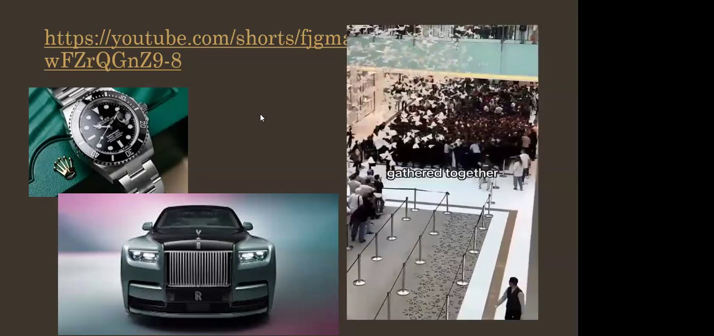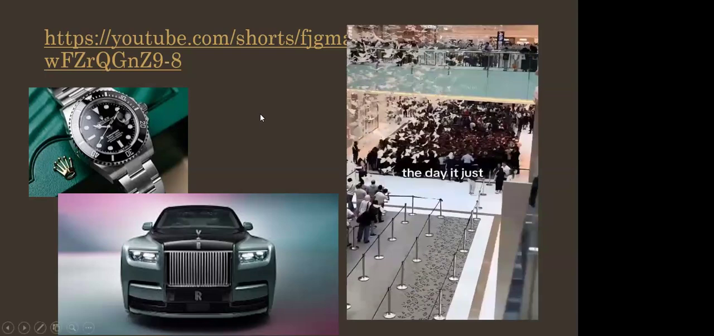This is crazy. These people at the mall must be running away from a terrorist attack. Well, if you ever thought that way, you'd be wrong. This happened in Dubai, where thousands of people gathered together in front of the Apple store to get a brand new iPhone 15 the day it just came out. Would you be waiting in that line?